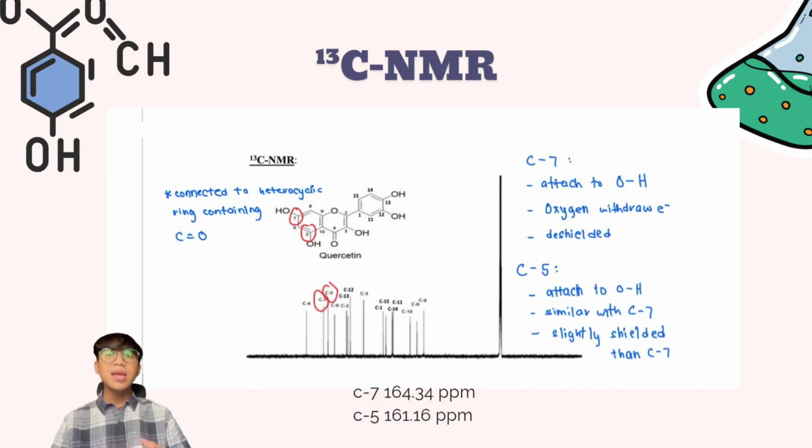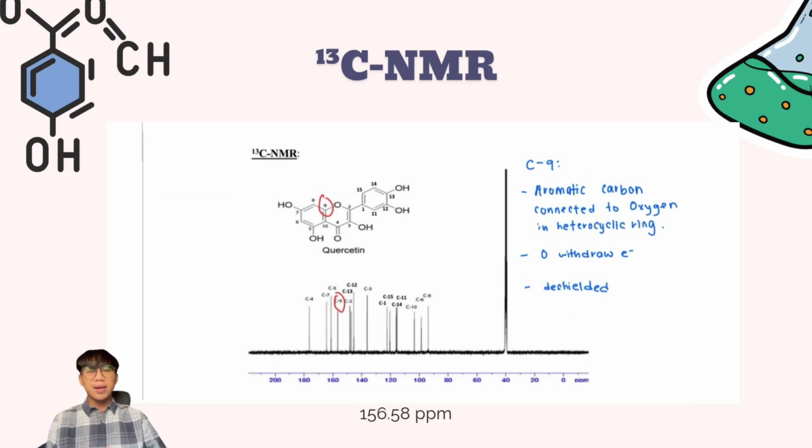The same thing happened for carbon number 5 in the same aromatic ring, but it is slightly shielded compared to C7 due to the stabilization of the hydrogen bond between the hydroxyl group at carbon number 5 and the carbonyl group. So it also appears at a higher chemical shift, which is 161.16 ppm.